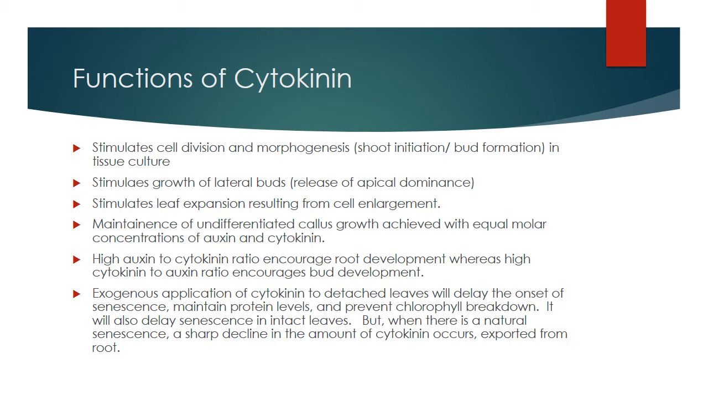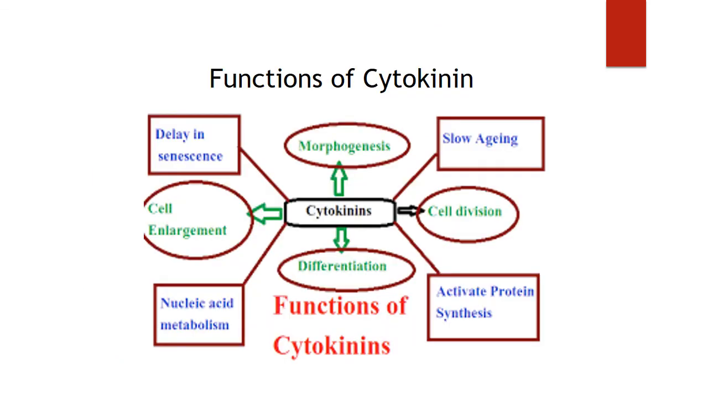The exogenous application of cytokinin to detached leaves will delay the onset of senescence. It will also maintain the level of proteins, and it will prevent breakdown of chlorophyll. It will also delay senescence in intact leaves. But when there is natural senescence, there will be a decline in the amount of cytokinin which is exported from the root. Here is the layout of functions of cytokinin. Cytokinins are responsible for morphogenesis, differentiation, enlargement of cells and cell division, and they lead to delay in senescence, affect nucleic acid metabolism, slow down the process of aging and activate protein synthesis.